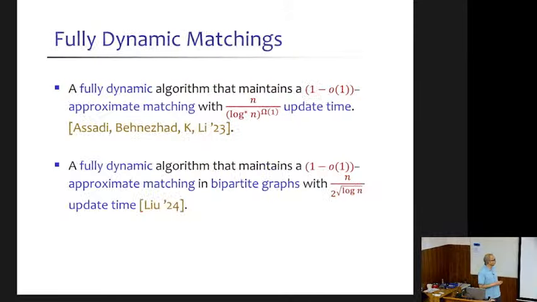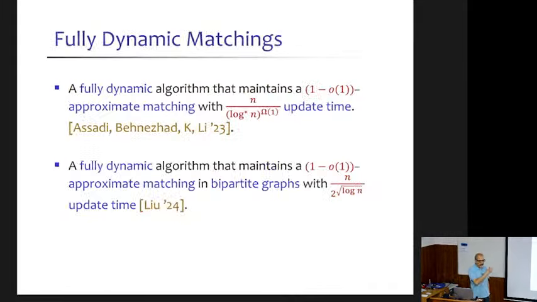Okay, so a few years ago, we were able to get a small improvement over the n update time. In particular, we achieved a 1 minus small o of 1 approximation with an update time of n over polylog star n. It's just a moral improvement over the n barrier, but it showed that n is not the right answer for this goal.